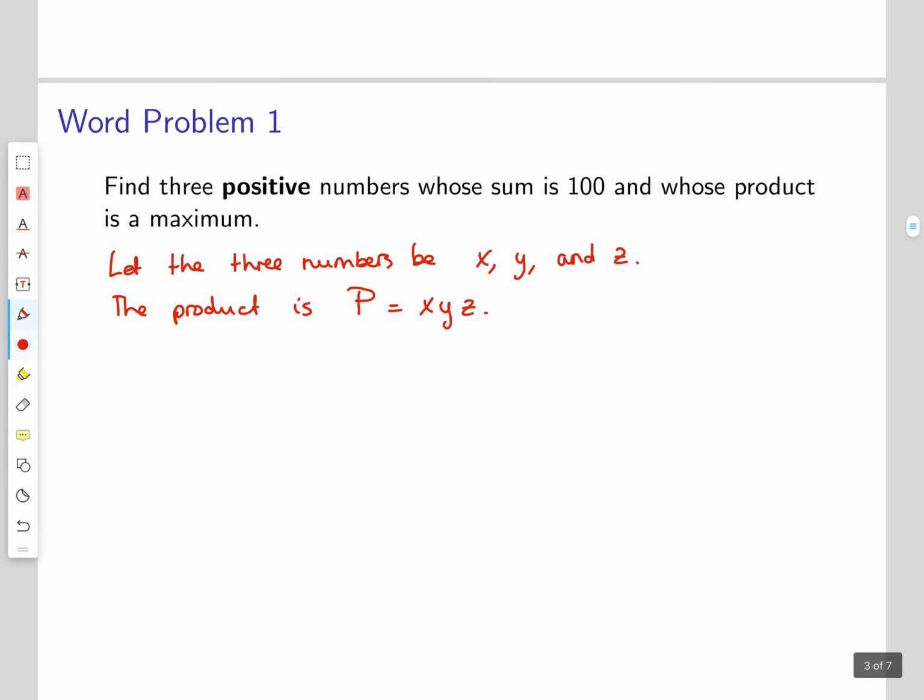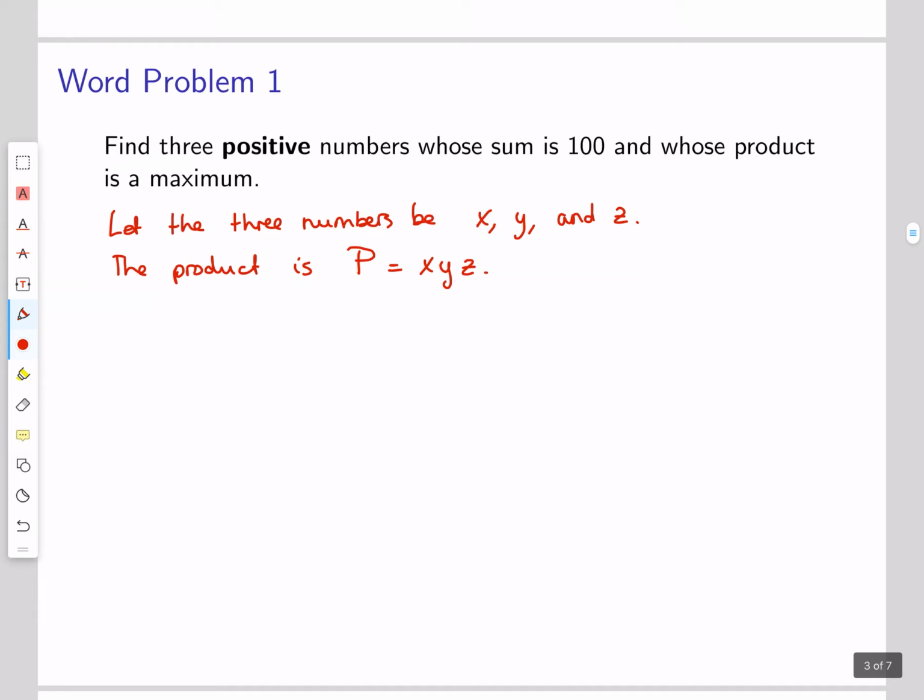So the word problem that I have for you is to find three positive numbers whose sum is 100 and whose product is a maximum. First of all, the very first thing that we need to do is give some labels to the numbers. So I'm going to call them X, Y, and Z. Then you know that the product is going to be XYZ, and we'll call the product P. So what we need to do is maximize this, subject to the constraint.